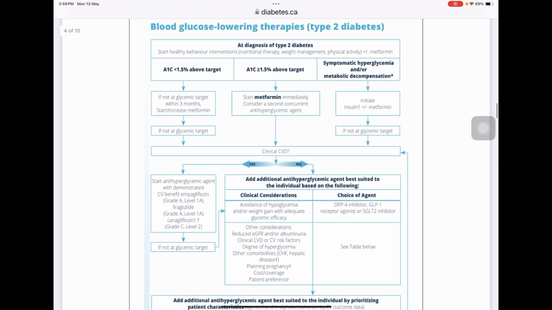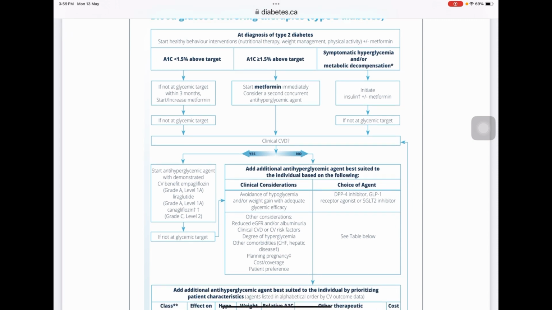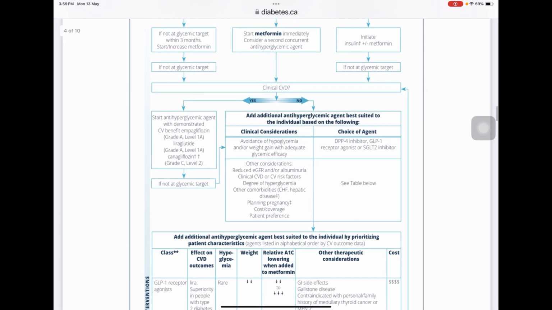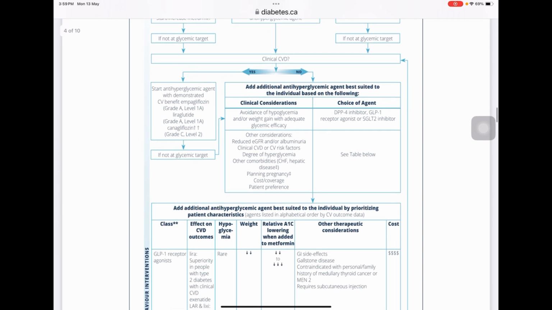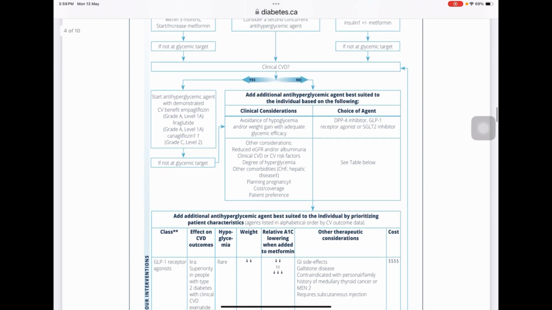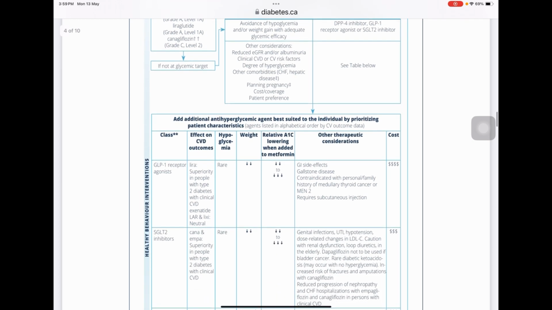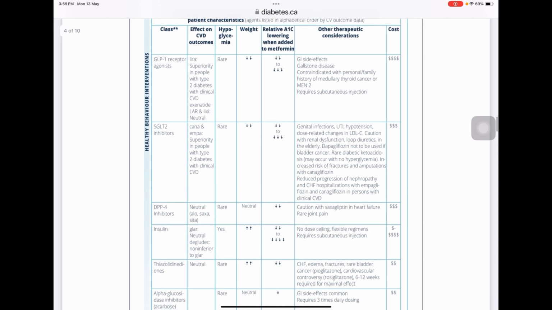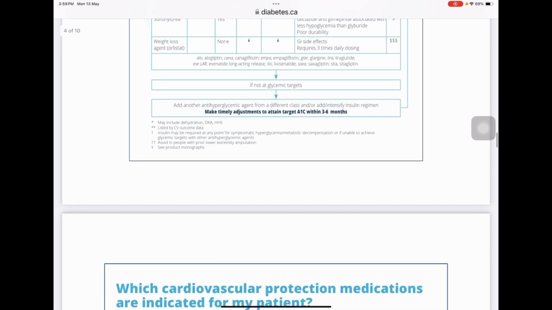So these are the things, and other considerations are reduced eGFR, albuminuria, cardiovascular risk factors, degree of hyperglycemia, comorbidities, congestive heart failure, hepatic disease, planning pregnancy, cost and coverage, and patient preferences. So you need to keep in mind the renal function, cardiovascular risk factors, hyperglycemia, hypoglycemia, pregnancy, heart failure, liver disease, cost, and patient preferences, right? So starting with DPP4 inhibitors, GLP-1s or SGLT2s, right? GLP-1s are liraglutide, exenatide, semaglutide, and then SGLT2s are empagliflozin, dapagliflozin, and then DPP4s are saxagliptin and sitagliptin, right? So these are the medications.